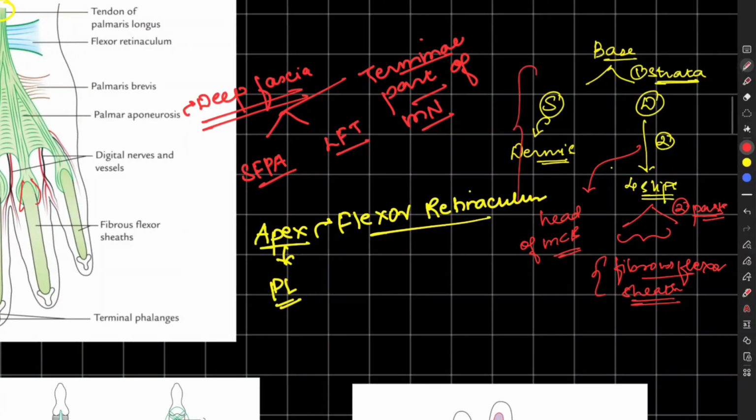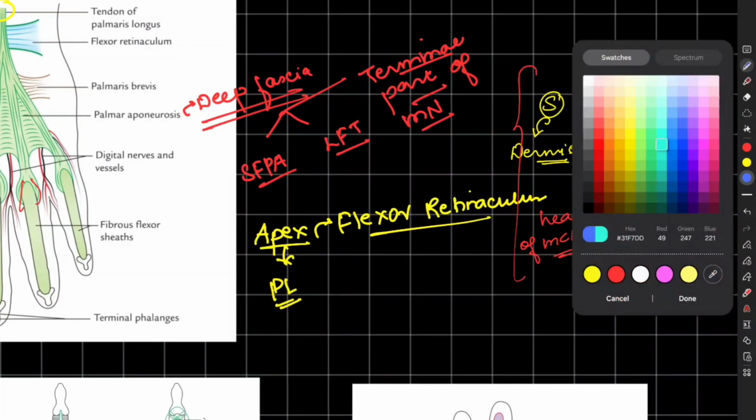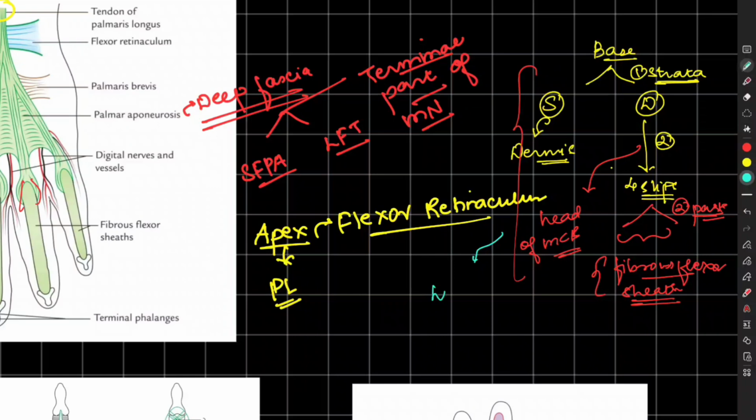Now, what passes through the base is the digital nerves and vessels. So the digital nerves and vessels pass through this, okay, digital nerves and vessels.